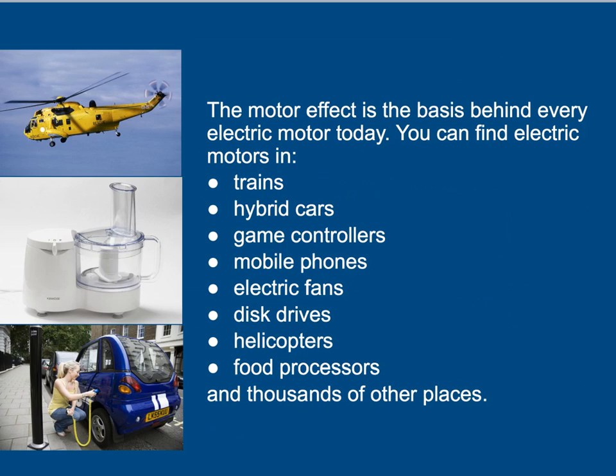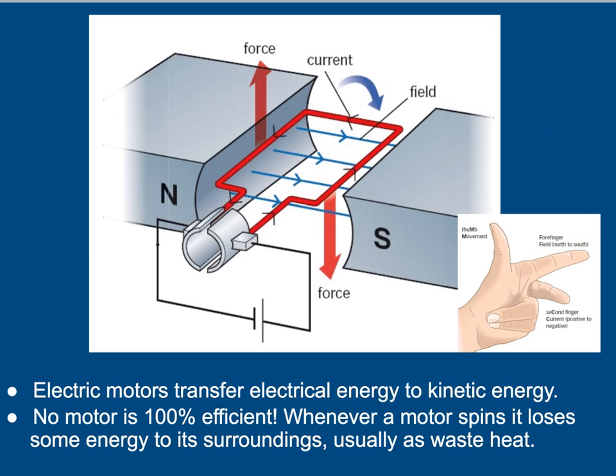The motor effect that we just described is the basis behind every electric motor today. You can find electric motors in trains, hybrid cars, game controls, mobile phones, electric fans, disk drives, helicopters, food processors and thousands more other places. So the motor effect is very, very important to us. Electric motors transfer electrical energy to kinetic energy. No motor is 100% efficient. Whenever a motor spins, some energy is transferred to the surroundings, and is usually in the form of wasted heat.